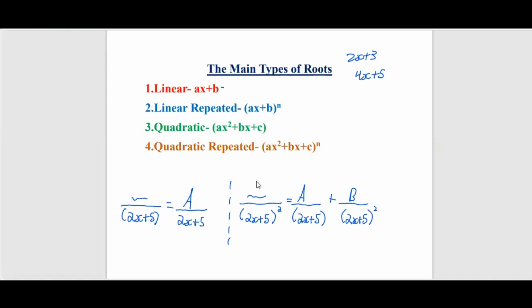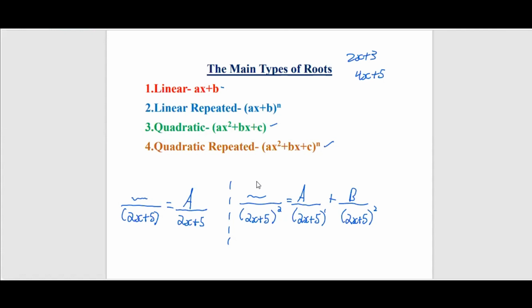And this will stop at this. If it was 3, it would be 1, 2, up to 3. If it was 4, it would be 1, 2, 3, 4, and you keep going like that. So that's how you express a repeated linear. Linear factors always have one constant in the numerator, A, B, and so forth. And the quadratic repeated, just for this video alone, I'll try that in our next video.